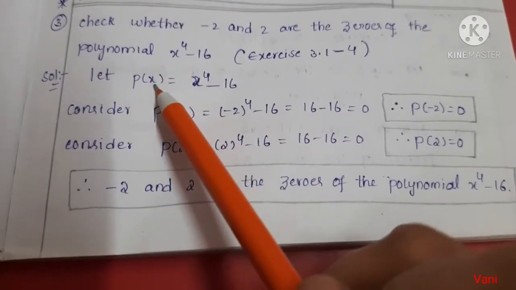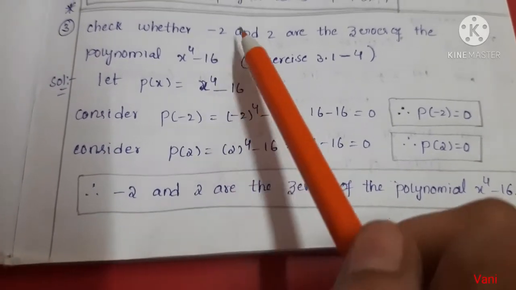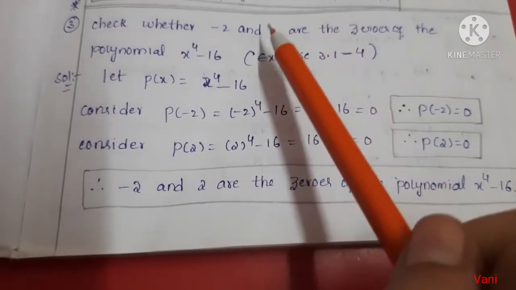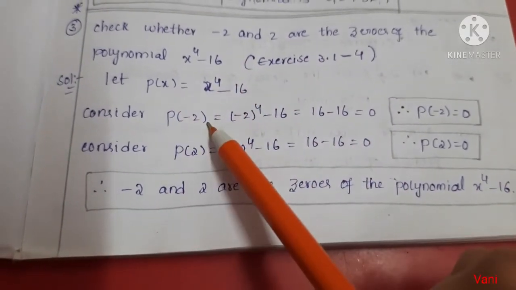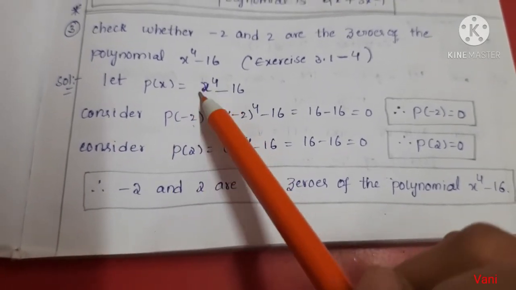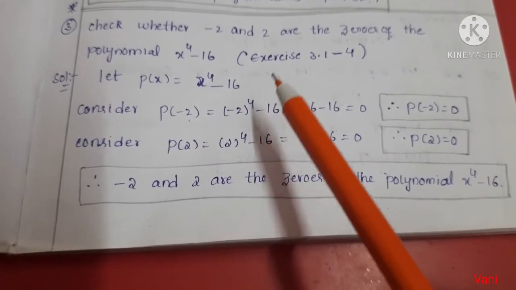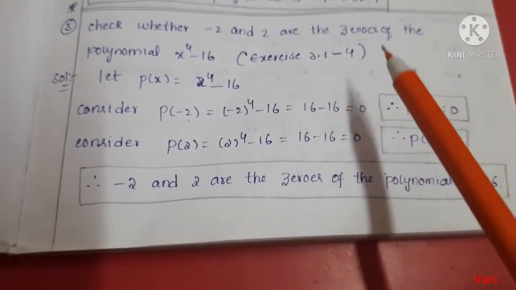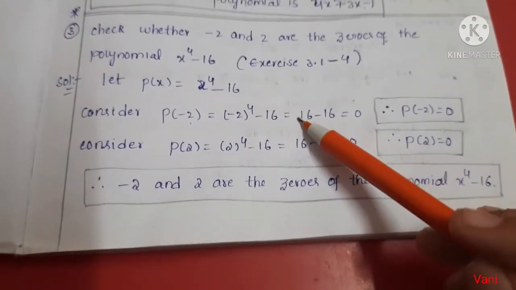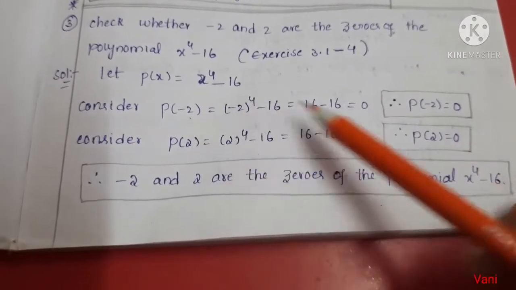First, let's consider the given polynomial as p of x is equal to x power 4 minus 16. Now substitute minus 2 in place of x and check whether you will get 0 or not. So p of minus 2 means minus 2 whole power 4 minus 16. 2 power 4 means multiply 2 four times: 2 into 2 into 2 into 2, which is 16. Minus is having an even power, so you won't get minus. So 16 minus 16 gives 0. So when you substitute minus 2 in place of x, you will get 0.